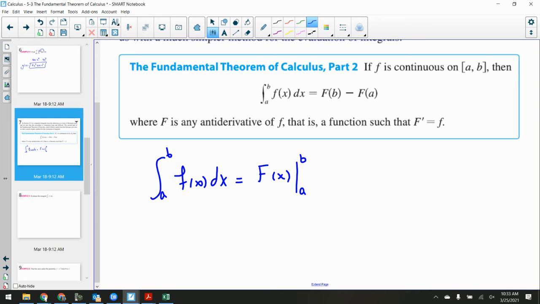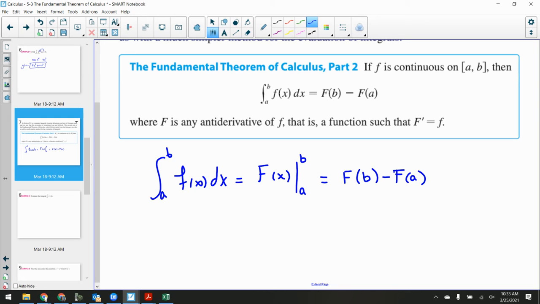Which we know to be F of b minus F of a. And what is capital F? The antiderivative. Right? Capital F is the antiderivative. If f is continuous on a to b, then the integral from a to b of f of x dx is equal to capital F of b minus capital F of a, where capital F is the antiderivative of f.